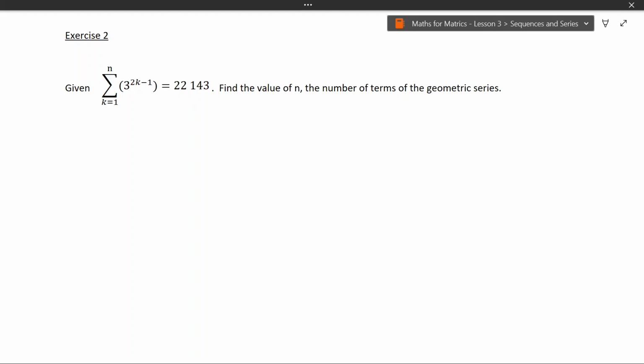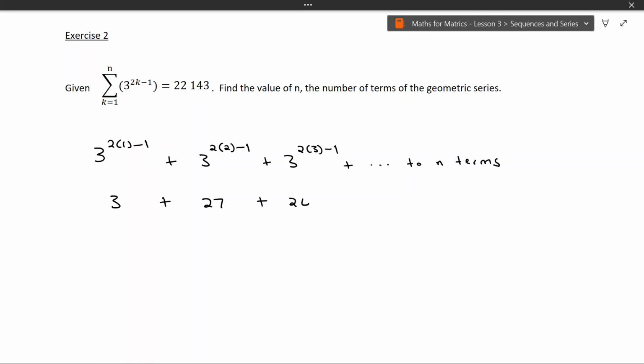The lower limit of summation is 1, so the first three terms of our series are 3 to the power of 2 times 1 minus 1, plus 3 to the power of 2 times 2 minus 1, plus 3 to the power of 2 times 3 minus 1. 2 times 1 is 2, and 2 minus 1 is 1, so our first term is 3 to the power of 1, and it is equal to 3. 2 times 2 is 4, and 4 minus 1 is 3, so the second term is 3 to the power of 3, and it is equal to 27. 2 times 3 is 6, and 6 minus 1 is 5, so the third term is 3 to the power of 5, and it is equal to 243.